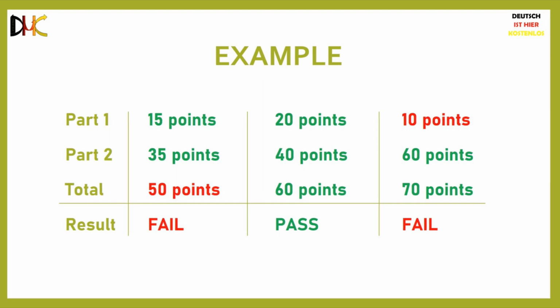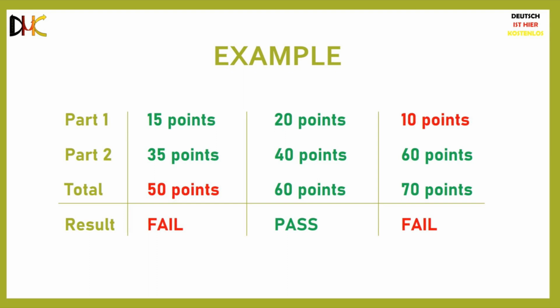So if you score 20 points in part 1 and 40 points in part 2, your total score would be 60 points, which meets all the 3 requirements, and you will have passed the test and would be eligible for the certificate. On the other hand, if you score 10 points in part 1 and 60 points in part 2, your total would be 70 points, but you would still not be eligible for the certificate since you don't meet the minimum requirement of 15 points in part 1.